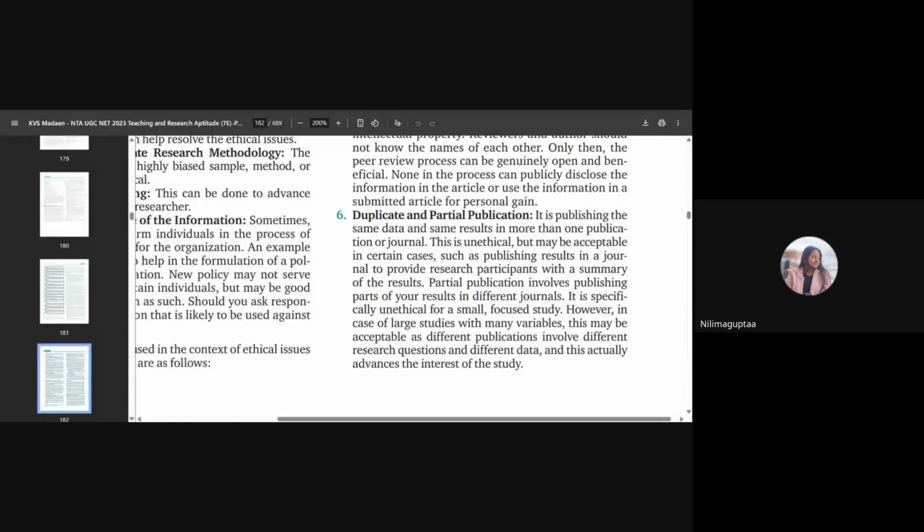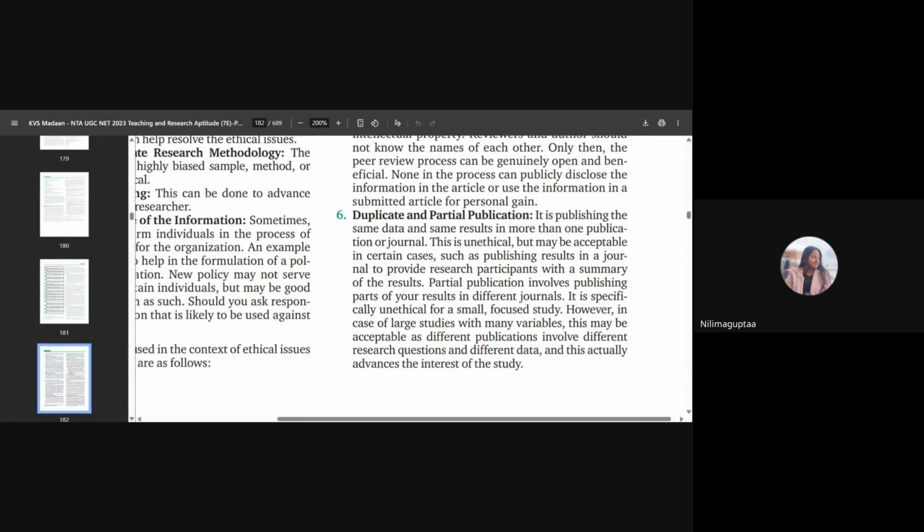Next comes duplicate and partial publication. It is publishing the same data and the same result in more than one publication or journal. As I told you, if I had given one paper for publication somewhere, I cannot give the same paper somewhere else. And if the same paper gets published twice, again there are penalties for the same, or likewise. So it is unethical. The same data cannot be published in multiple places. It is unethical, but may be acceptable in certain cases. But right now, it is not acceptable anywhere.